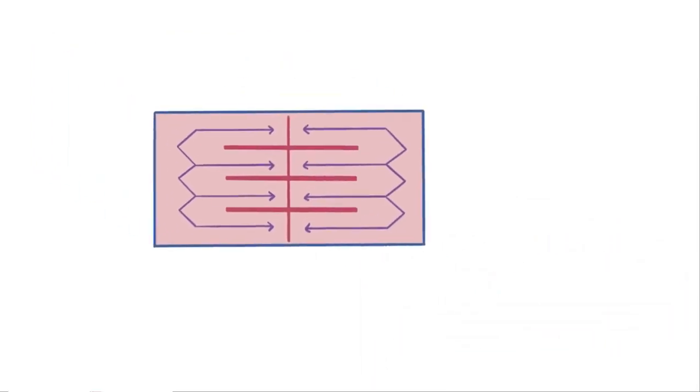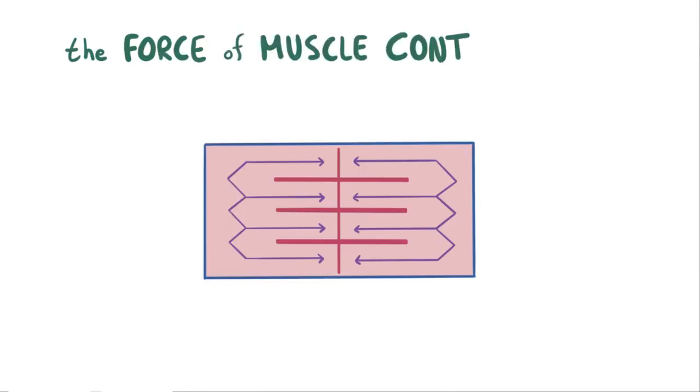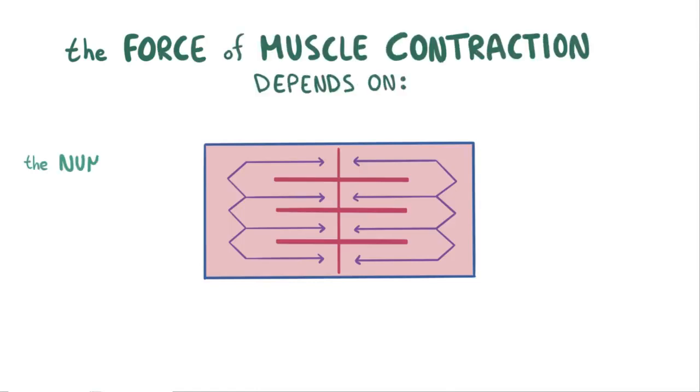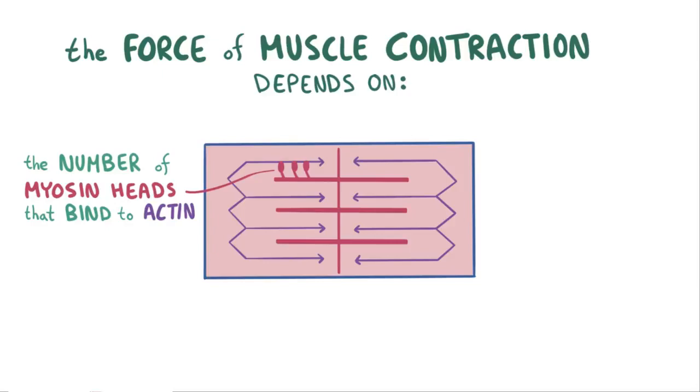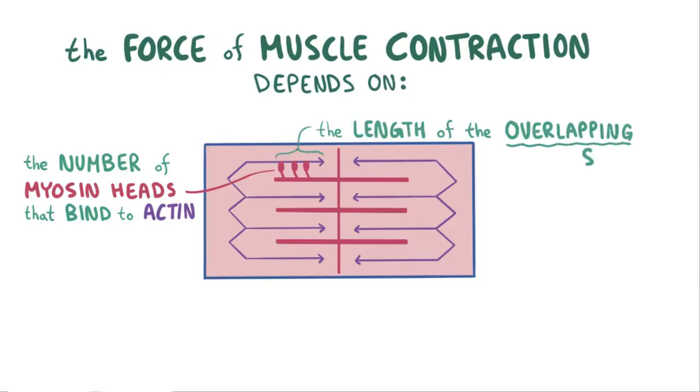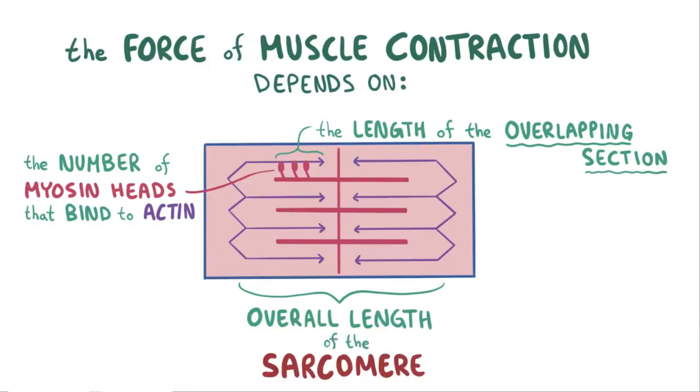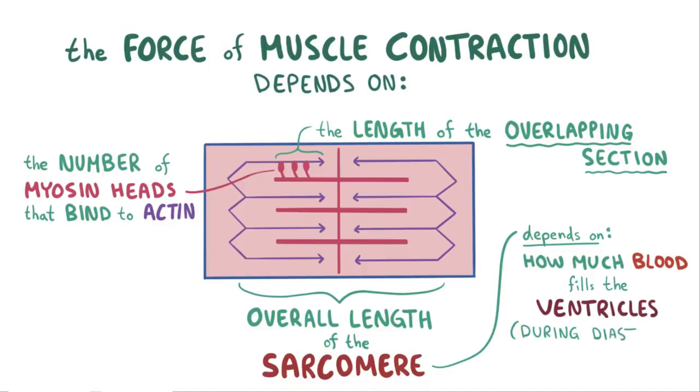Overall, the amount of tension developed, or the force of muscle contraction during systole, depends on the number of myosin heads that bind to actin. And this number directly depends on the length of the overlapping section between actin and myosin filaments. The length of the overlapping section depends on the overall length of the sarcomere. And the length of the sarcomere depends on how much blood fills the ventricle during diastole, because that affects how stretched out the overall muscle wall and each sarcomere within it end up being.